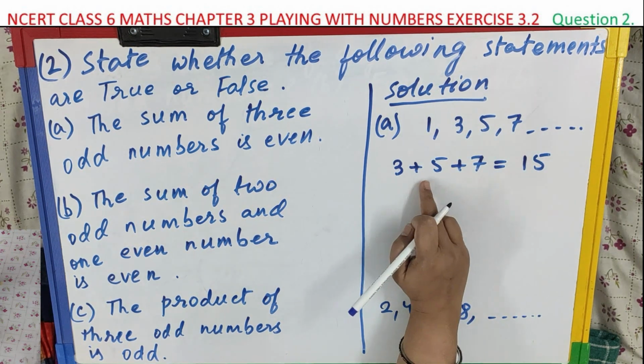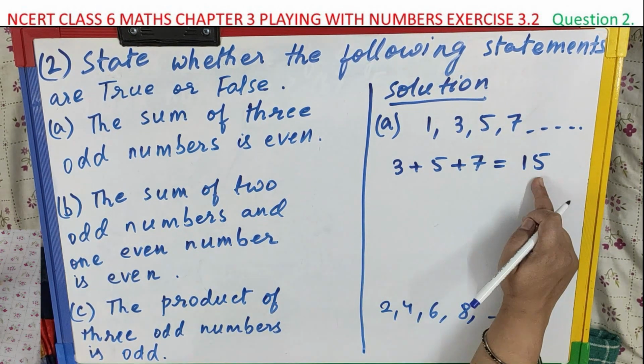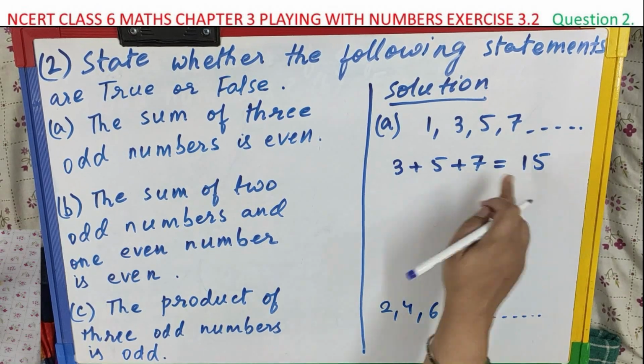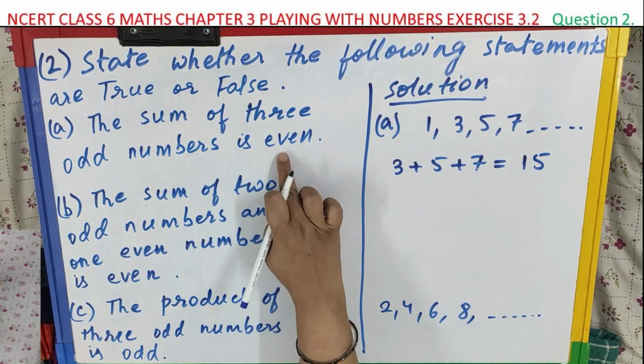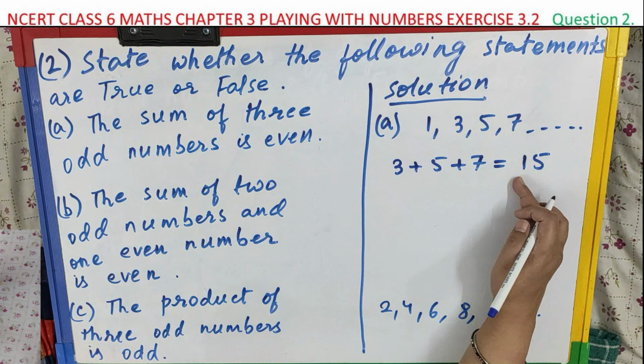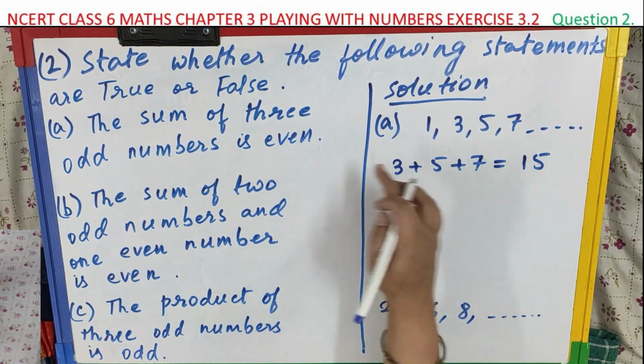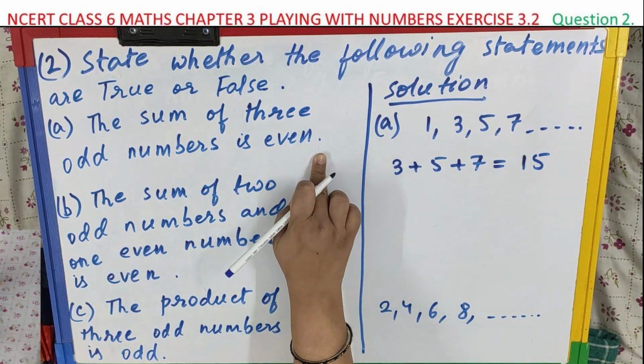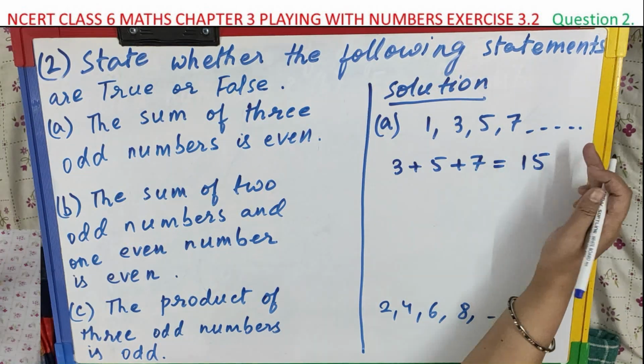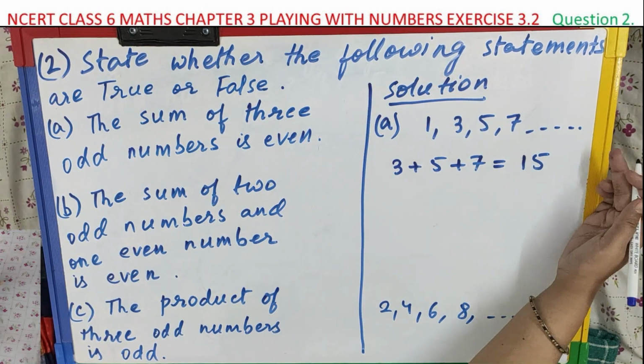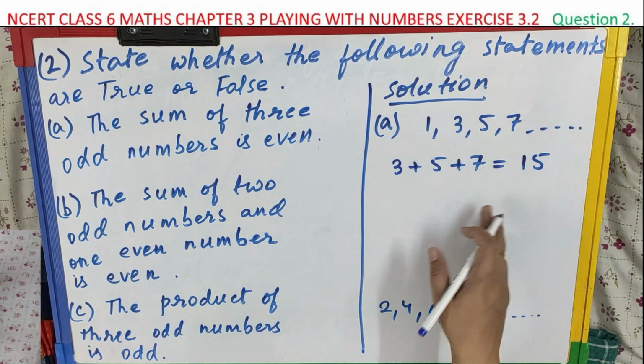So the sum of three odd numbers is an odd number, not an even number. But this statement says that the sum of three odd numbers is even, and we have seen it is not an even number, it is an odd number. It means this statement is false. Like that, 9, 11, 13, 15, 17 are all odd numbers.